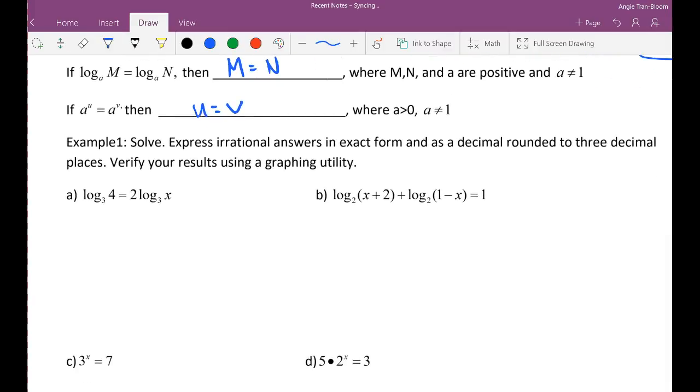Danny, can you help me read the direction to example 1, please? Express rational answers in exact form and as a decimal round to 3 decimal places. Verify your results using a graphing calculator. Okay, so do we all have a graphing calculator? So solve, right? It wants you to solve first in exact form. If it doesn't look nice, make sure you use a calculator and round to 3 decimal places, okay?